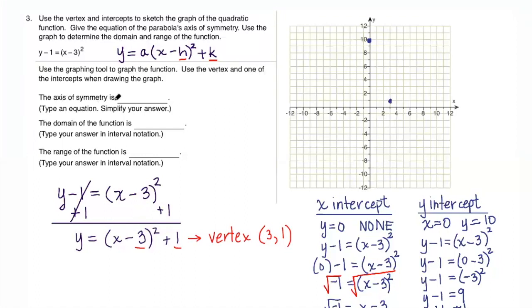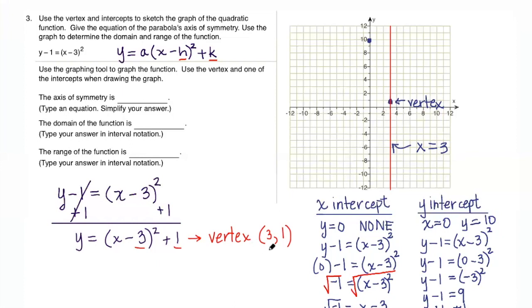The axis of symmetry is, and you're supposed to type in an equation. The vertex, which is here, is always a point on the axis of symmetry. So therefore, I know my axis of symmetry has to be this vertical line. This is the line x equals 3. It begins with x equals because it's vertical, and it passes through 3 on the x-axis.